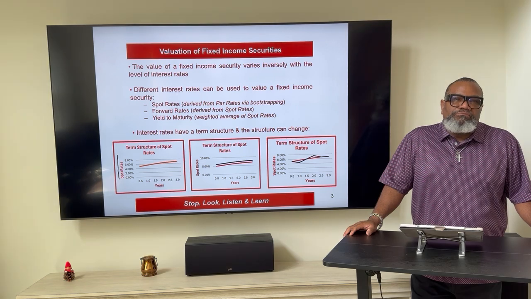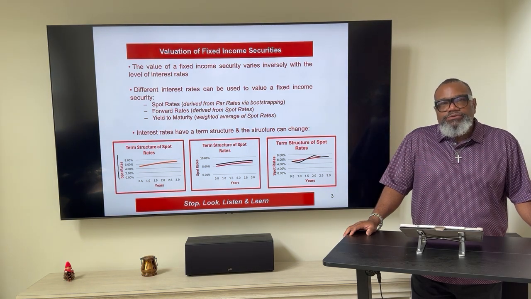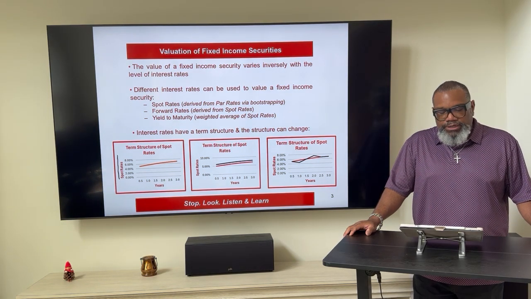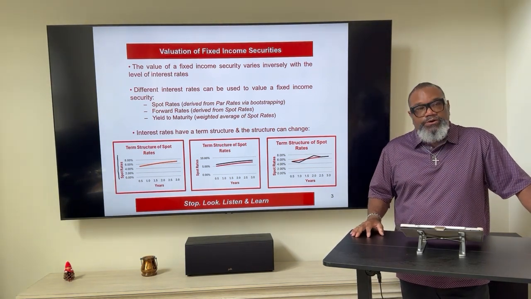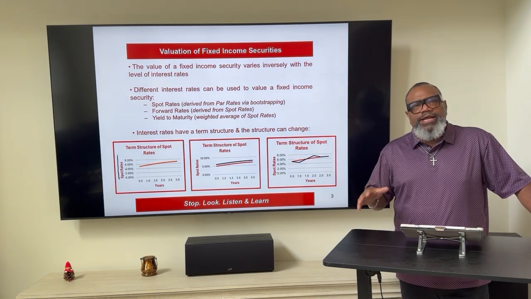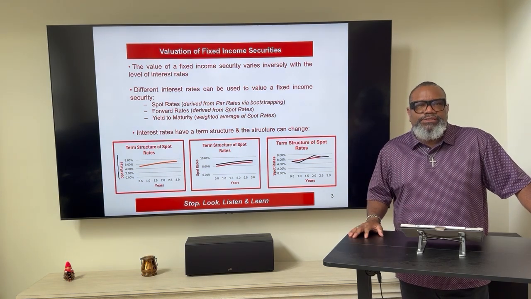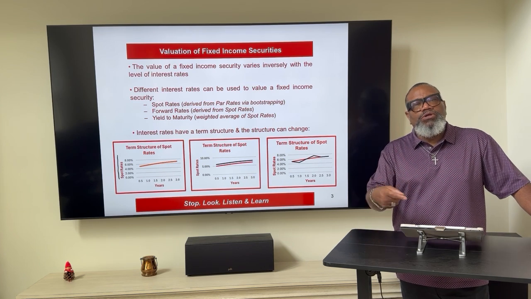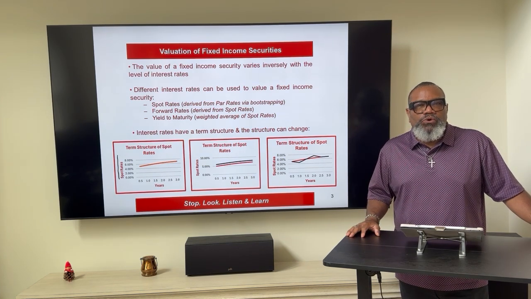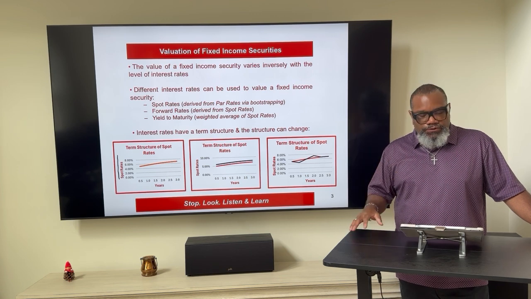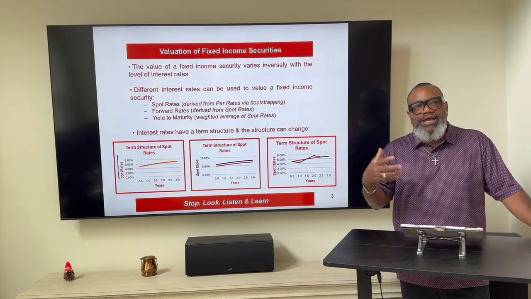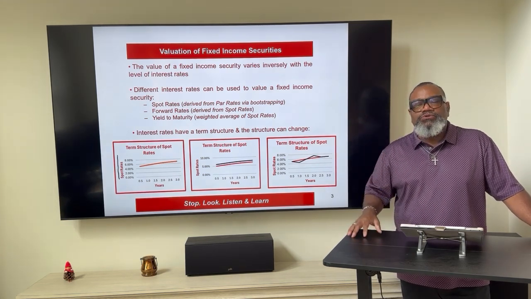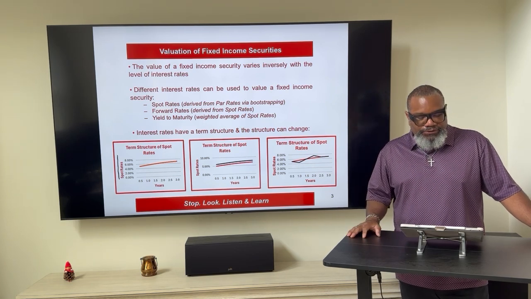Also, there are many different interest rates that can be used to value fixed income securities. For example, we have spot rates, and spot rates can be derived from the par rate curve via the bootstrapping process. I have another video that discusses that bootstrapping process, and we'll also look at how it works here in this video. Also, you have forward rates, which can be derived from the spot rates, and you have yield to maturity, which represents a weighted average of the various spot rates. So each of those three rates can be used to value fixed income securities.